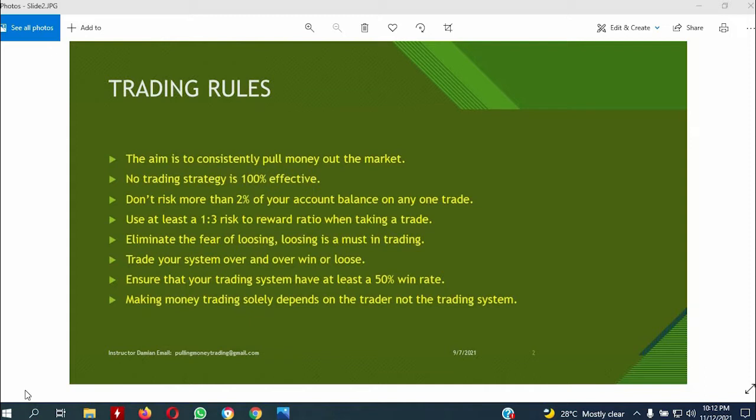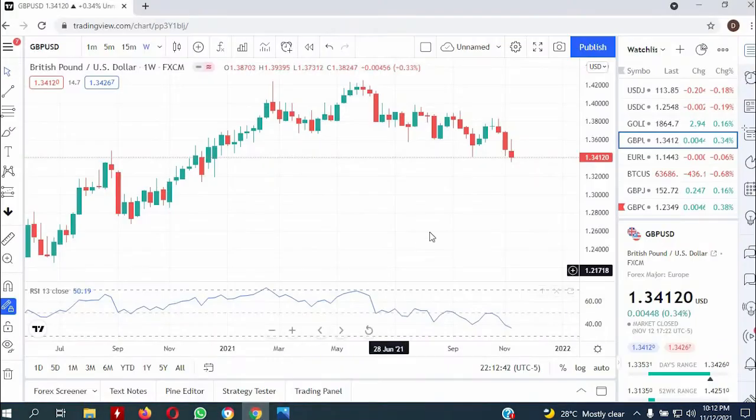Losing is a must in trading. Trade your system over and over, win or lose. Ensure that your trading system has at least a 50% win rate. Making money trading solely depends on the trader, not the trading system. Alright, so let's head over to TradingView.